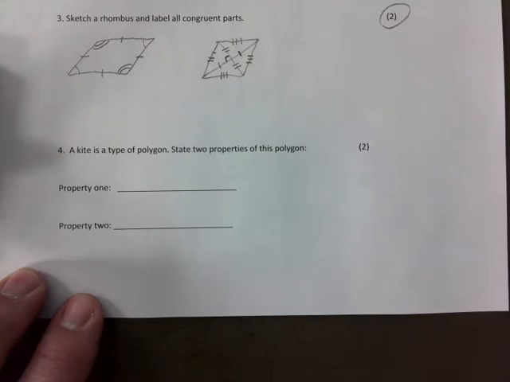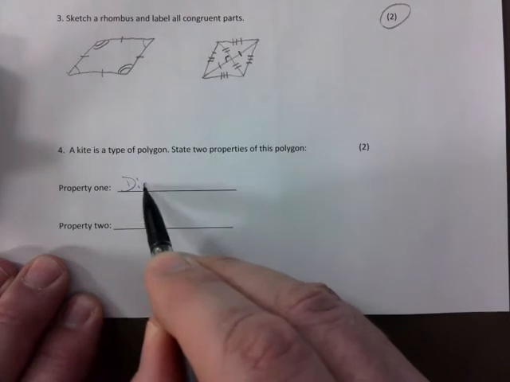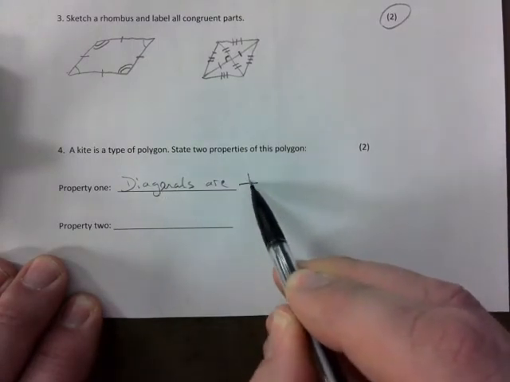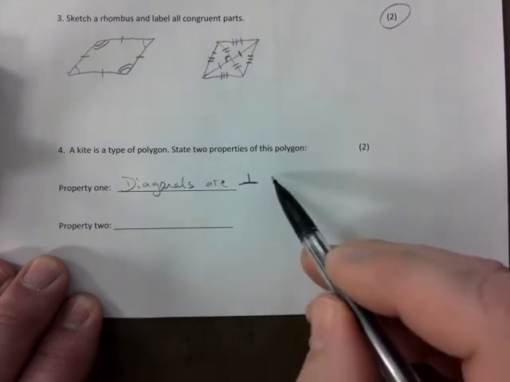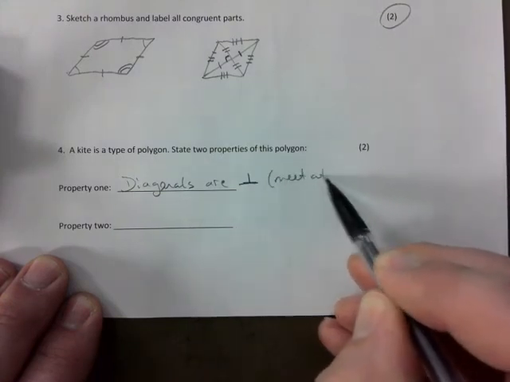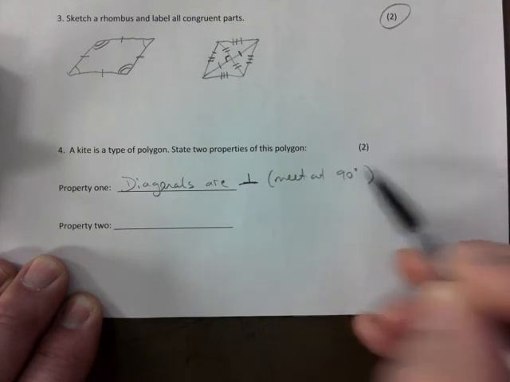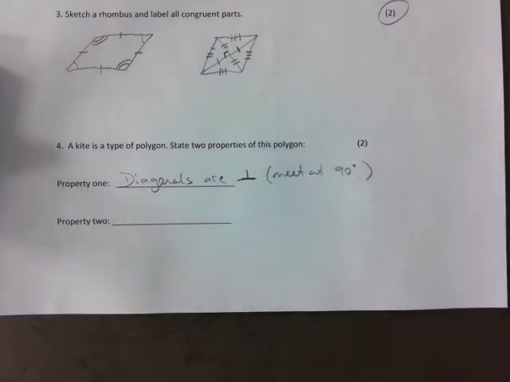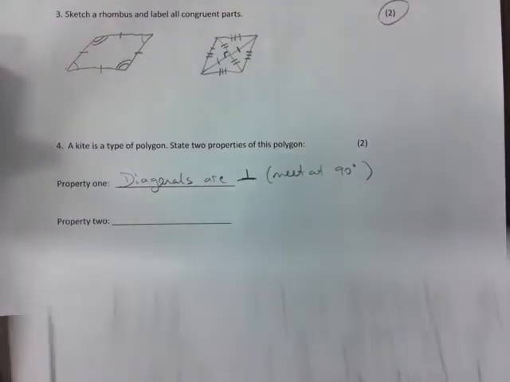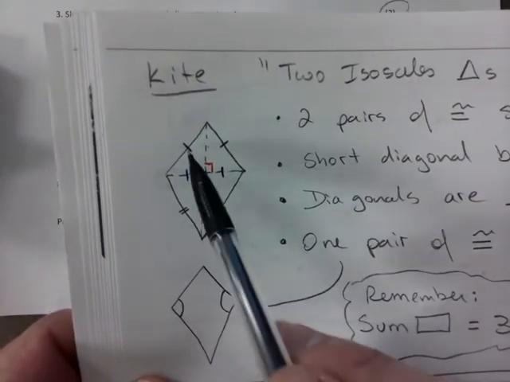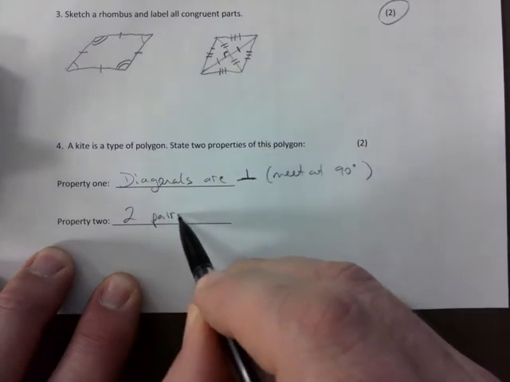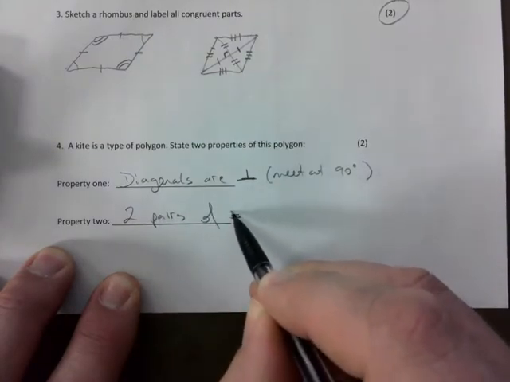Next, a kite is a type of polygon. State 2 properties of this polygon. You can say that diagonals are perpendicular, or meet at a 90. Meet at 90 degrees. If you look at the kite here, this was on page 191, it has 2 pairs of congruent sides. 1 pair here, another pair there. So 2 pairs of congruent sides.